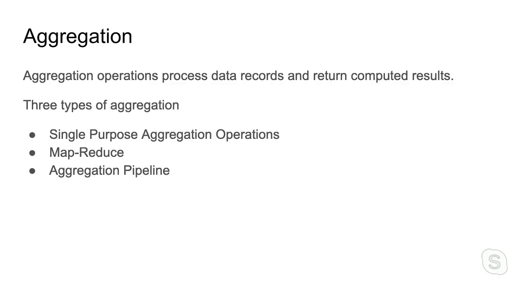Okay. Next one is aggregation. Aggregation is an operation where you give some set of data, it will do something with it, and it will return the modified set of data. It can be some group by, for example, and so on.